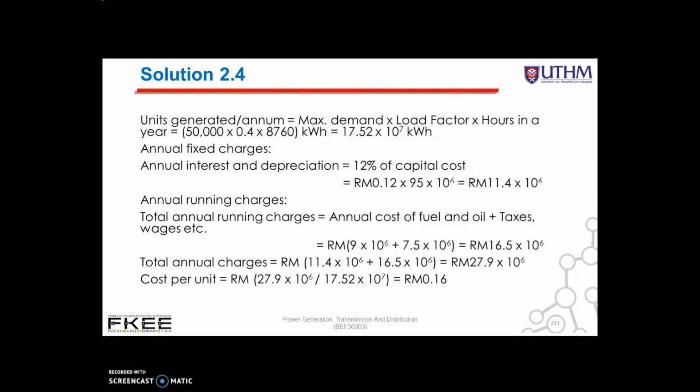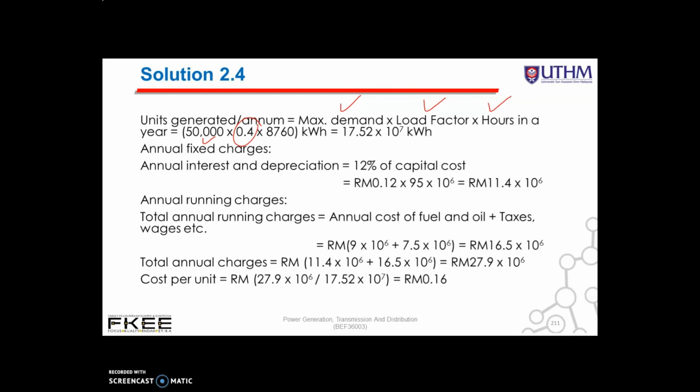So first we have to identify the units generated per year. The equation is maximum demand times the load factor times the hours in a year. So 50,000 kilowatt is the maximum demand. You multiply with, referring to the question, 40% for the load factor, so it is 0.4, and then you multiply with 8,760, which is the hours in a year. Okay, so you get 17.52 times 10 to the power of 7 kilowatt hour.